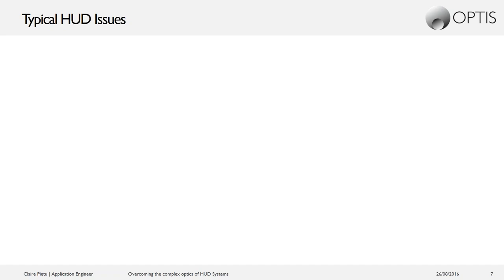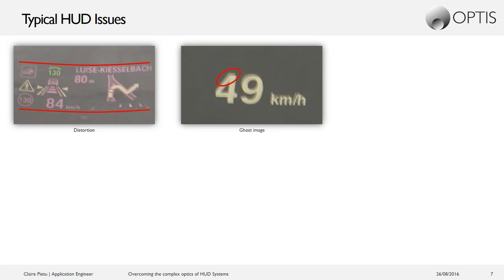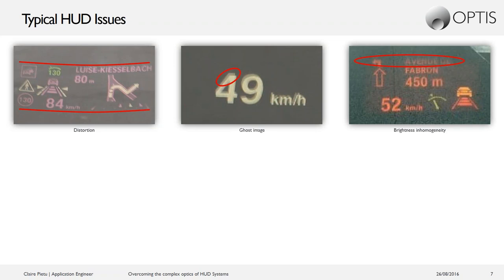And then you have defects which are tied into the HUD itself, so you can have distortion. That's the fact that the image is not perfectly rectangular. The ghost image, which is coming from the reflection on the outer face of the windshield, is blurring the main image. Then we have the inhomogeneity of the image, mostly coming from the screen. And so these three are due to the projection system itself.